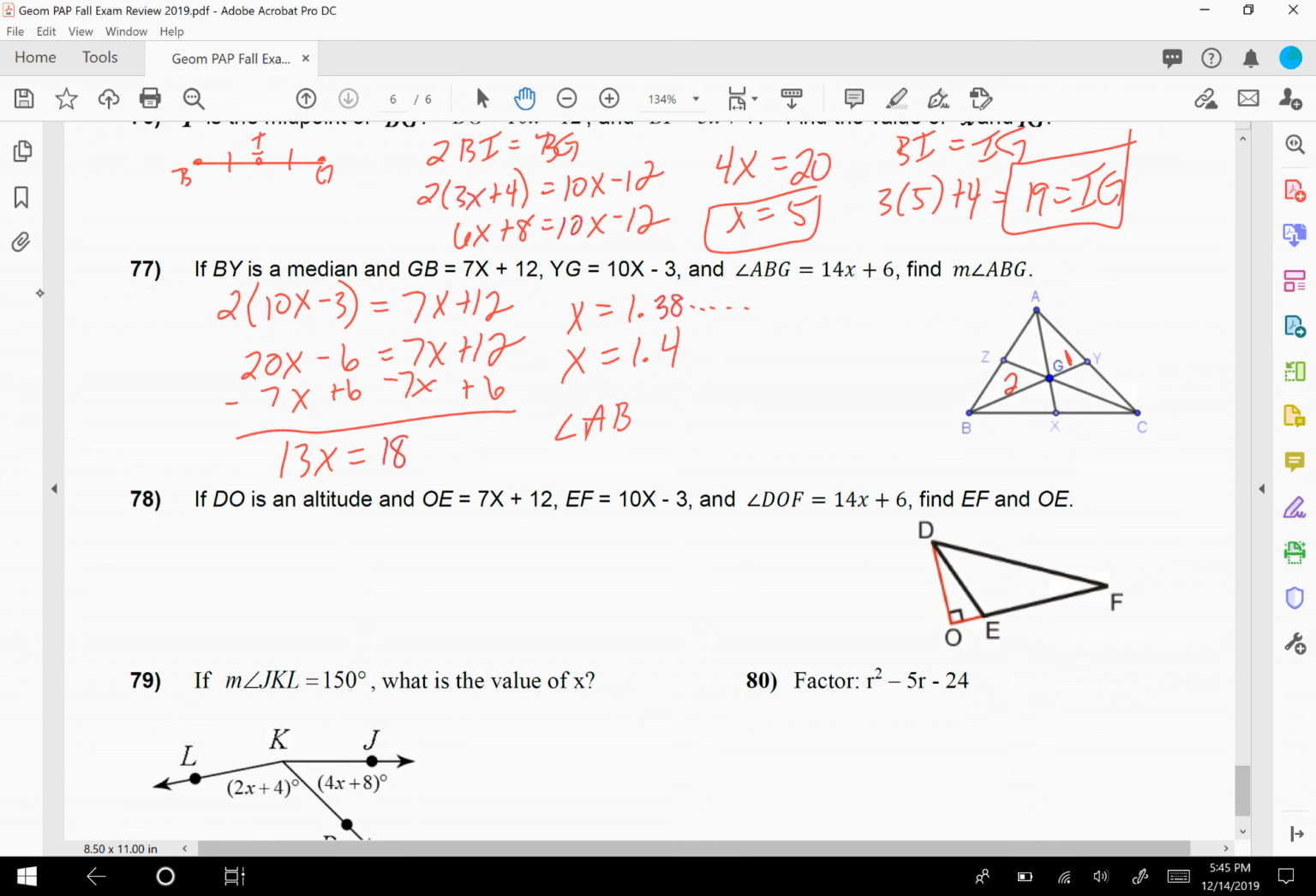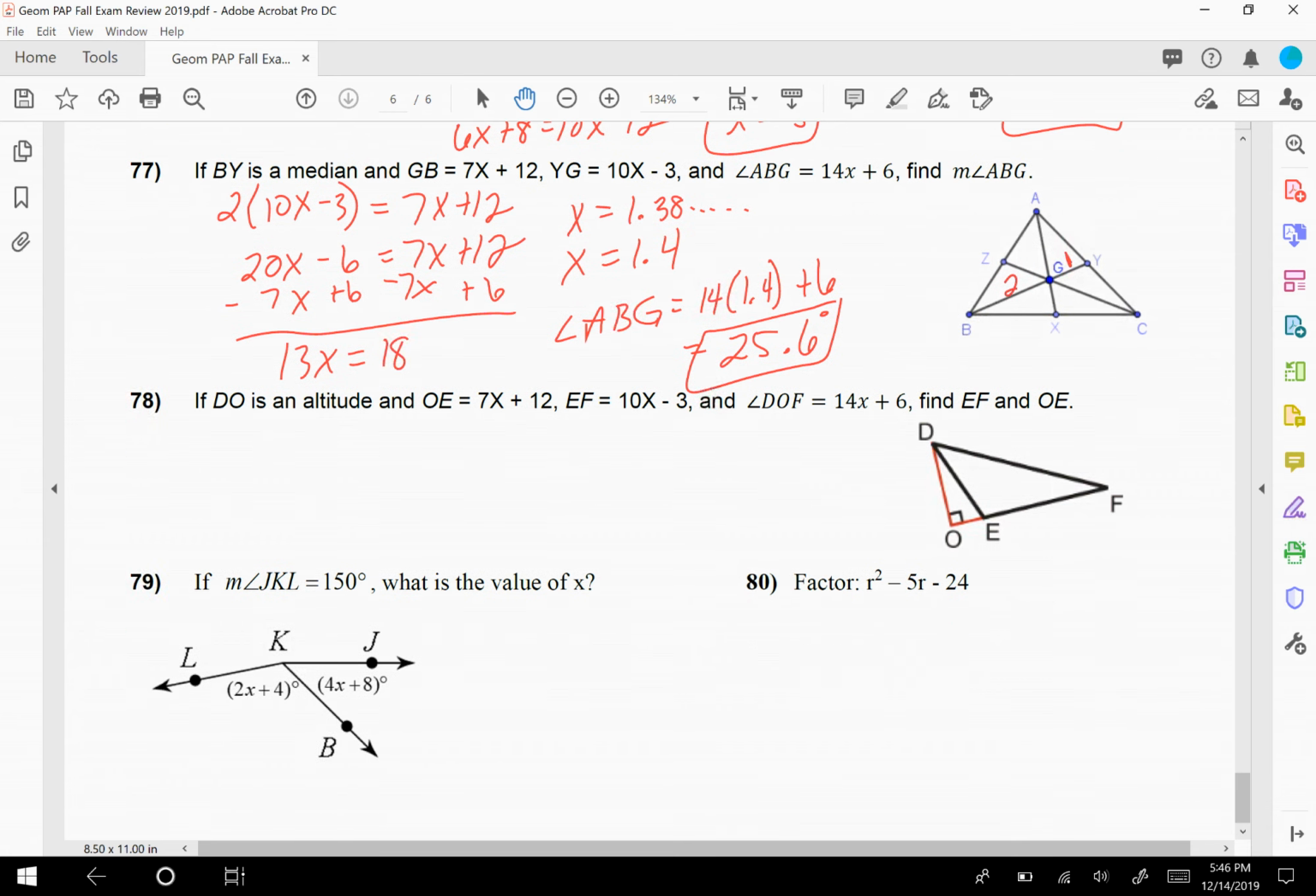Okay, now to find the measure of angle ABG, we just plug in. Angle ABG is equal to 14 times 1.4 plus 6. So 1.4 times 14 plus 6. So we get 25.6 degrees.